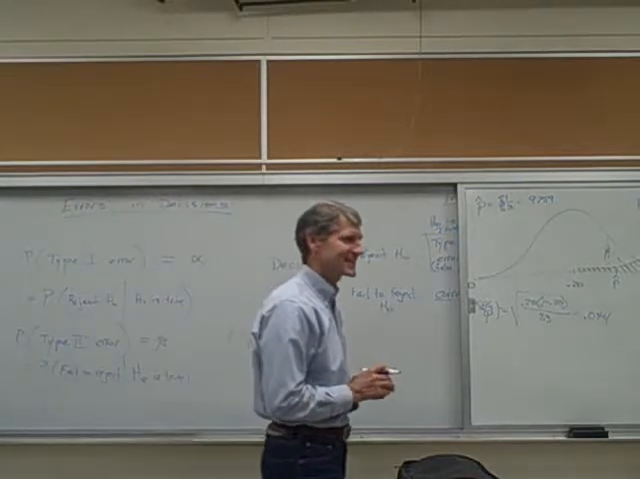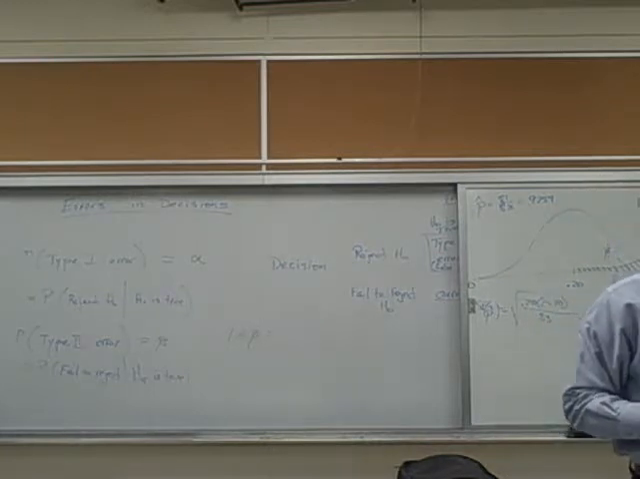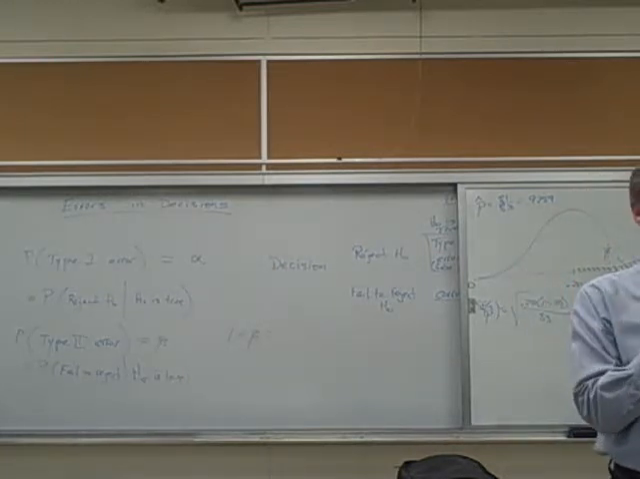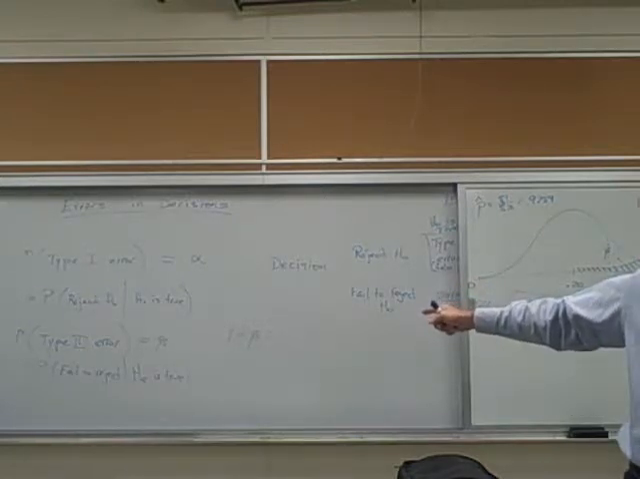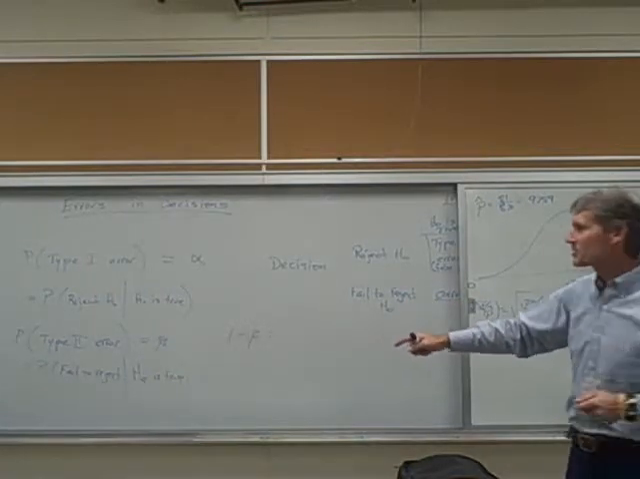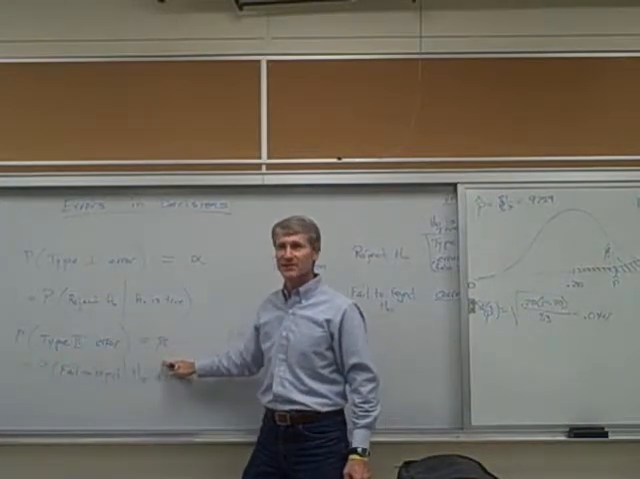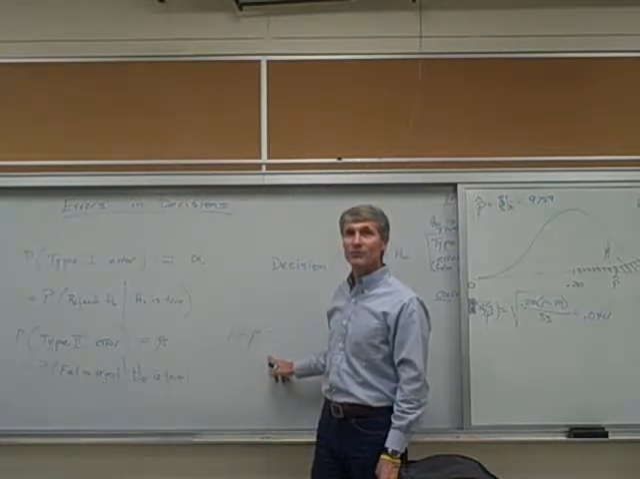No, it's not alpha. Complement. The complement, right? If you take 1 minus the probability of something, then you just found the probability that it does not happen. What is beta? The probability of what? What does it say right here? Probability of a type 2 error. That's beta. So 1 minus beta is the probability that you don't make a type 2 error.